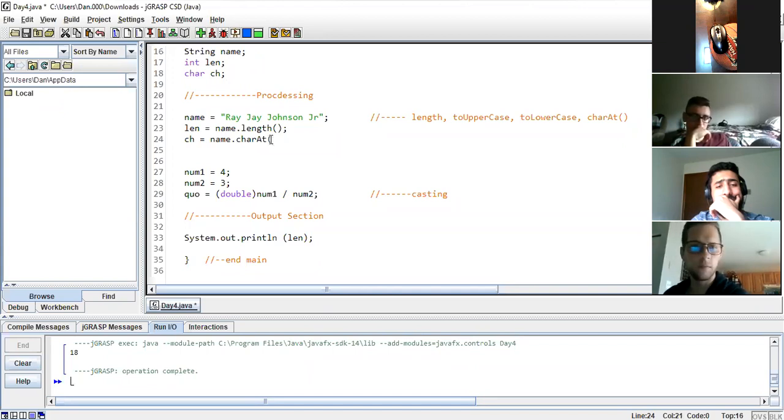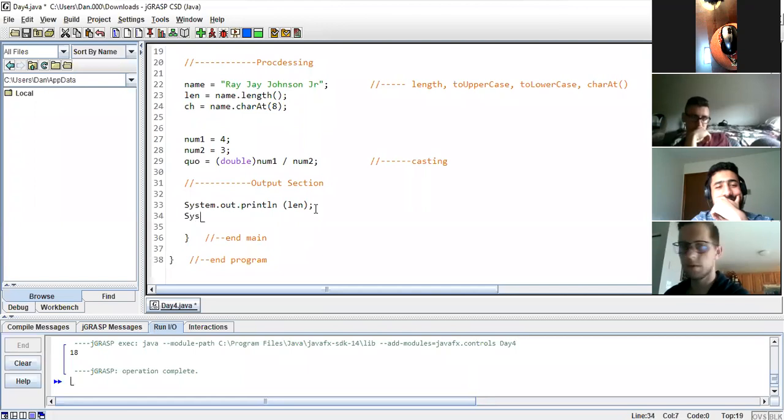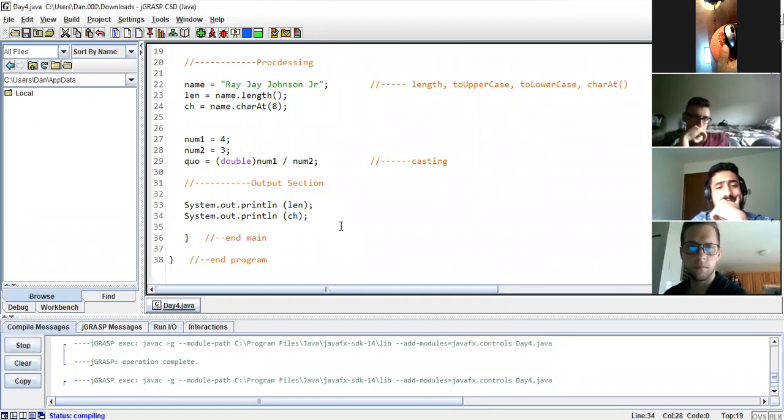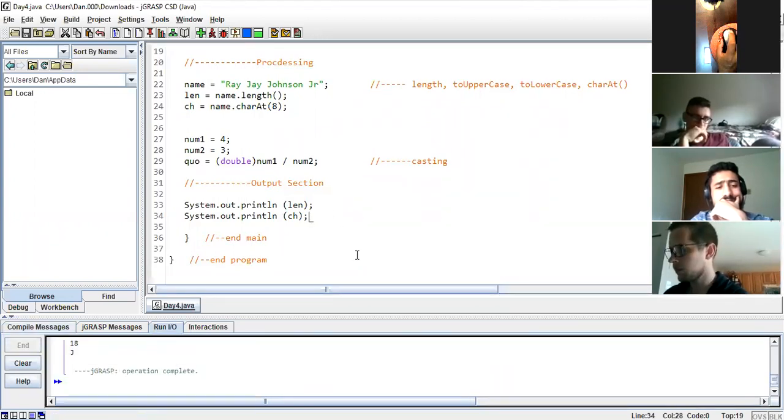I'd like to know what character is in the, just give me a single digit number. 9. 8. Okay, so I'd like to know what is at 8. So I'm going to do System.out.println, and I'm going to print out what that char is. If I get ready and run this, what do you think it is? A capital J? Yeah. I heard a capital J. All right, if I run it, I'm going to see 18 and then a capital J, and I do in fact see a capital J.